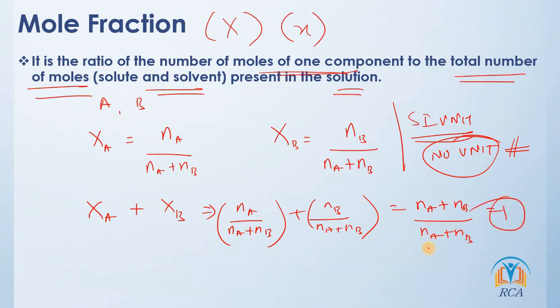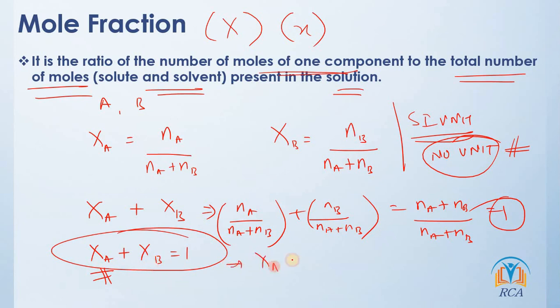Why 1? Remember probability. When we add all the events, the total probability comes out to be 1, because that's the maximum value for an event. Similarly, the maximum value for the entire solution should be 100%, not more than that. That means XA plus XB will always be equal to 1. What does this tell me? If we are given the mole fraction of any one component, we can calculate the mole fraction of the other component by subtracting the first from 1. That means if you have to find XA, we can write it as 1 minus XB.